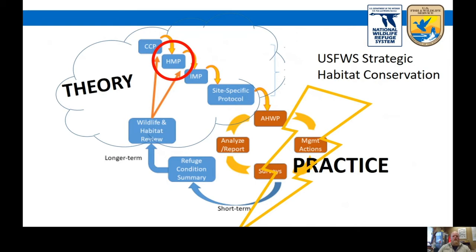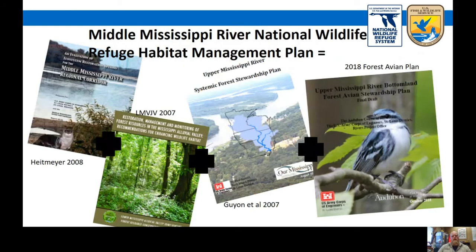Now through 2020 and early 2021, Refuge staff have drafted a habitat management plan for the Middle Mississippi River National Wildlife Refuge. This HMP is a step-down plan that lays out the vision of management actions in a 15-year life cycle. It steps down the goals and objectives from the larger overarching plan and evaluates additional resources such as the latest peer-reviewed wildlife and habitat research, as well as these 4 publications on your screen.